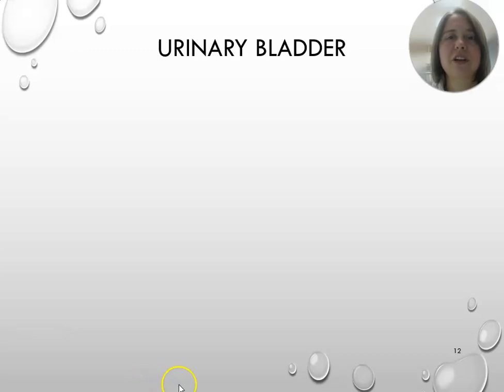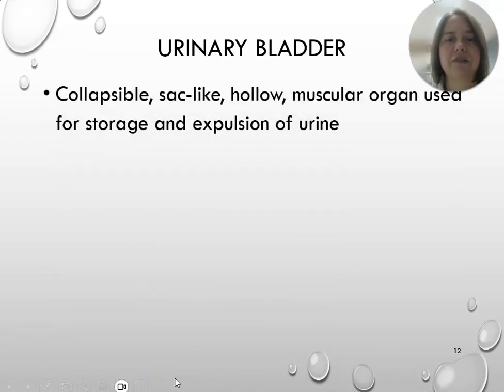As we know, the ureters end in the urinary bladder. So this is a collapsible, sac-like, hollow muscular organ used for the storage and expulsion of urine. So it is an organ, it is hollow, it has muscular walls, it is also elastic and collapsible, and it is sac-like, so it holds urine.